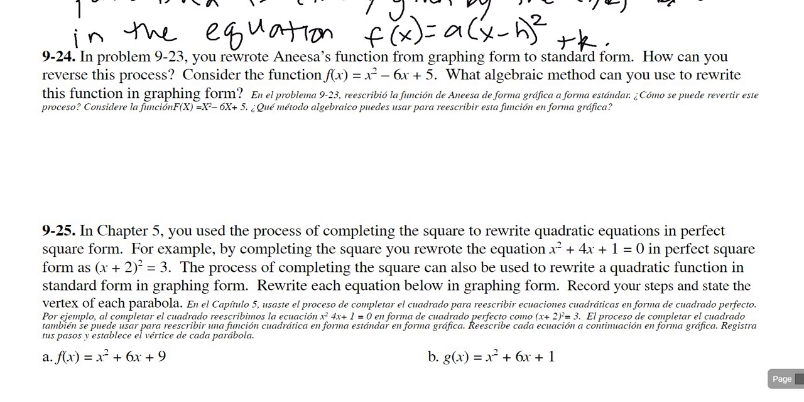Well, my wonderful students, we are going to complete the square. So we use the process of completing the square.